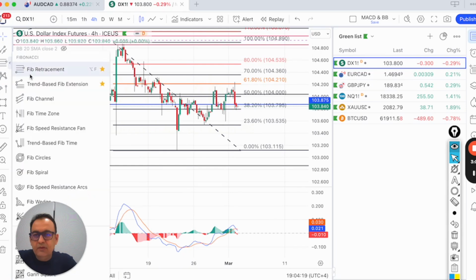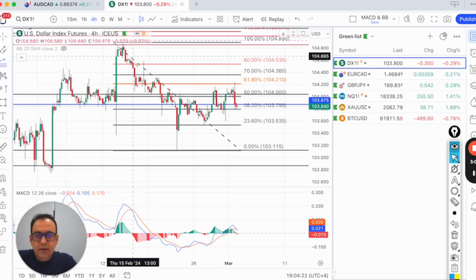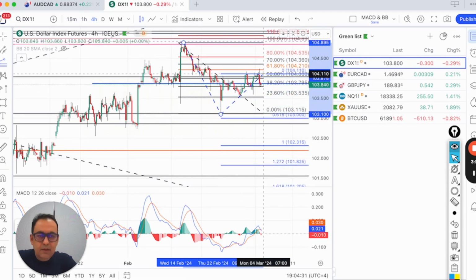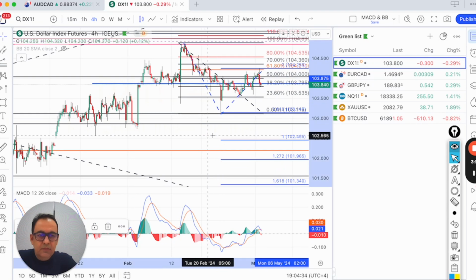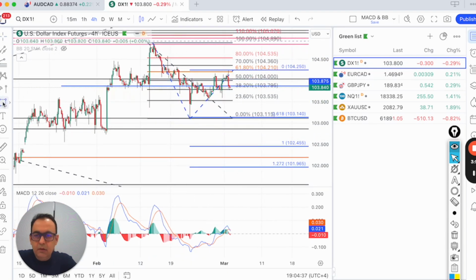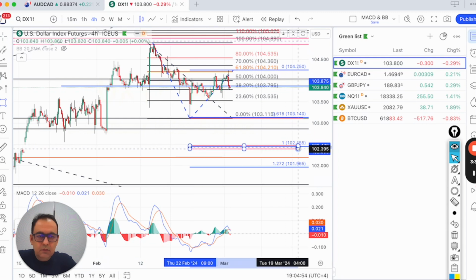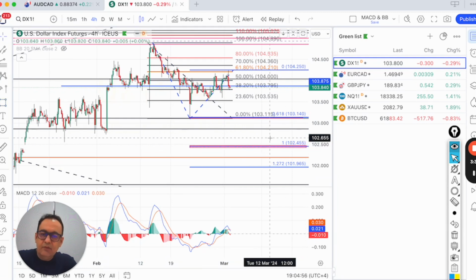Now I'll apply a Fib extension from the current high to low and lower high. Now based on extension, the upcoming levels for dollar in the downward direction are, first is 61.8, which is at 103.14, followed by 100%, that is around 102.45. So I can expect dollar to continue downwards, and we have identified the levels in the downward direction.